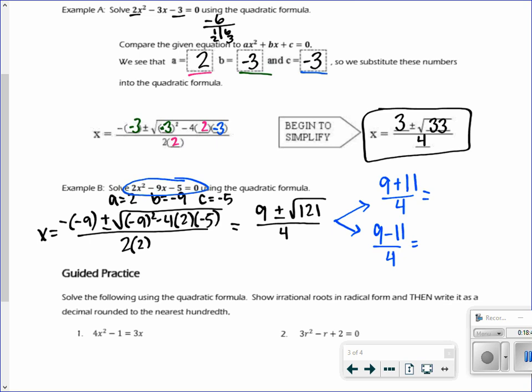First answer, 9 plus 11 divided by 4. 9 plus 11 is 20 divided by 4. And then the denominator, 9 minus 11 is -2. But -2 divided by 4 would equal what? -1/2. So what this means, your graph, you would have x-intercepts at 5 and -1/2. This would have been a normal problem that you could have solved yesterday. Like you would have no problem with it.